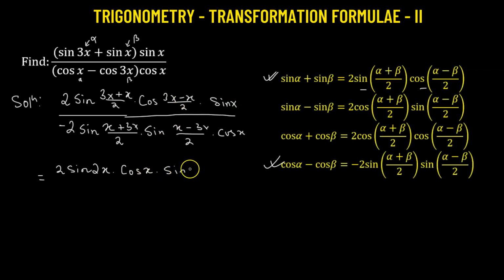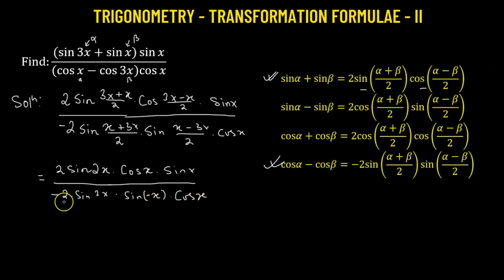Multiplied by sine x. Whole divided by, now we have negative times 2 times sine of x plus 3x, which is 4x over 2. So we have sine 2x. Multiplied by sine of angle x minus 3x, so that's going to be negative 2x. Negative 2x over 2 is going to be negative x. Multiplied by cosine x.